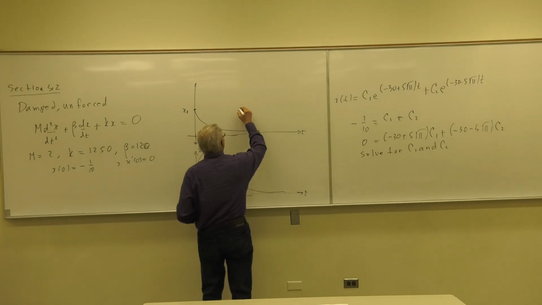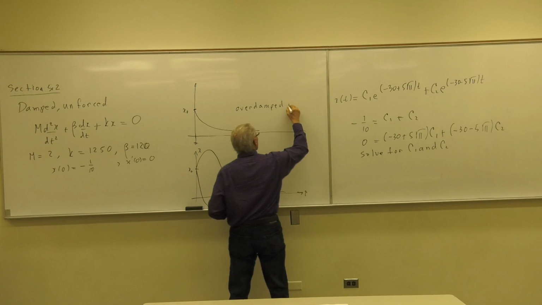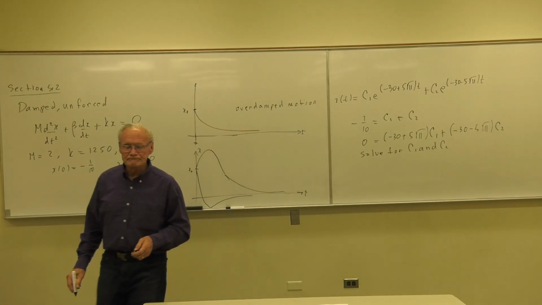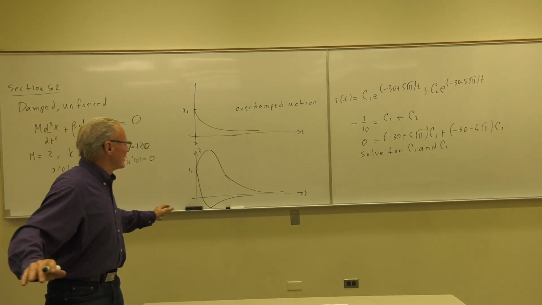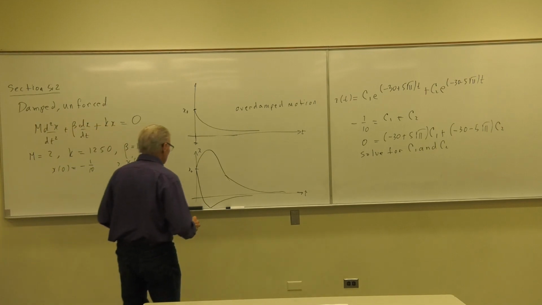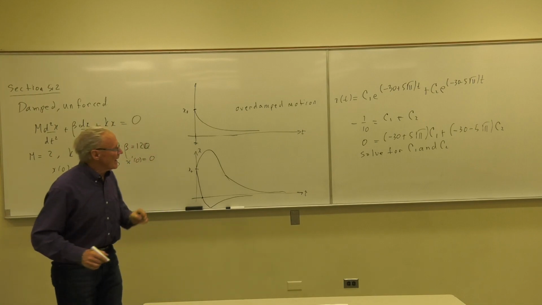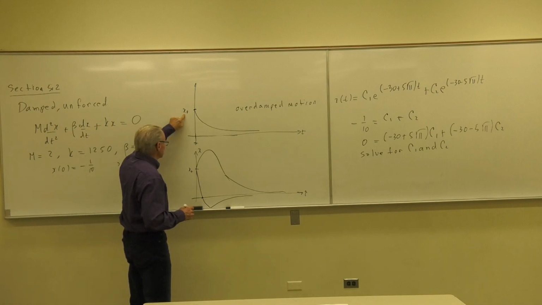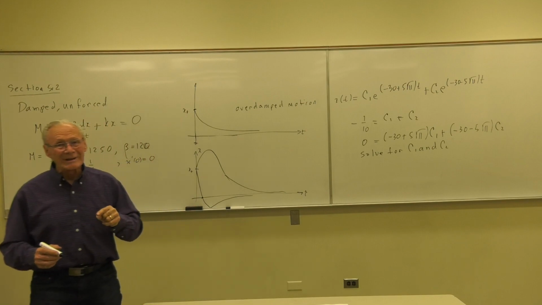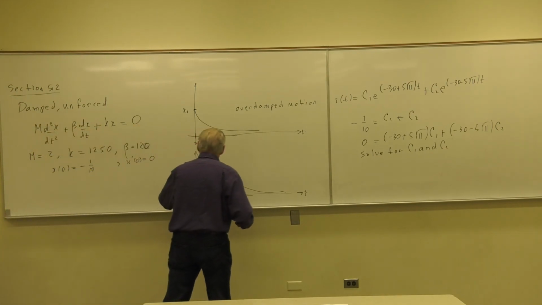This is called overdamped motion. Damping is so severe that it's completely squashed all oscillations, and it can pass through equilibrium at most once. Whether it does or doesn't depends upon what the initial displacement is and what the initial velocity is. So there's the second possibility.